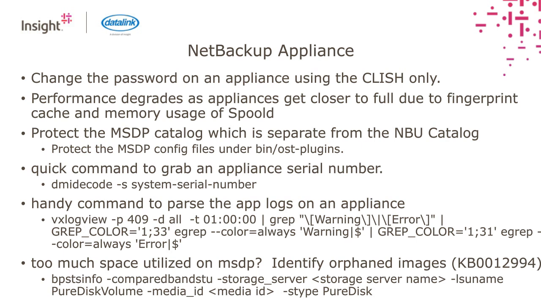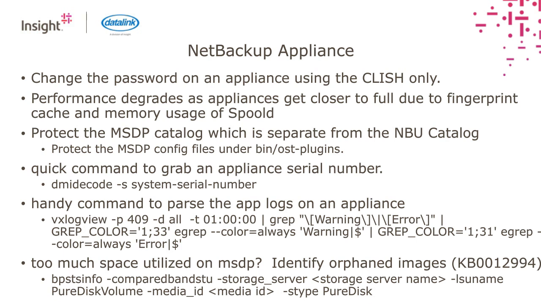You also want to protect separately the MSDP catalog. A lot of folks will protect the NetBackup catalog, of course, but miss the MSDP catalog in the config files. At the end of this, there's some links with details on how to get this done, but you'll want to have these in place. And whenever you call support, one of the first things we're going to ask you is for the serial number. And if you don't have that handy, a quick way to grab that is with this command.